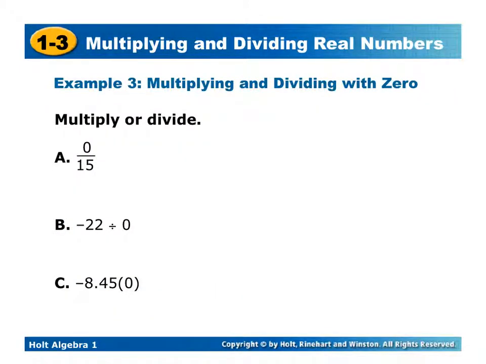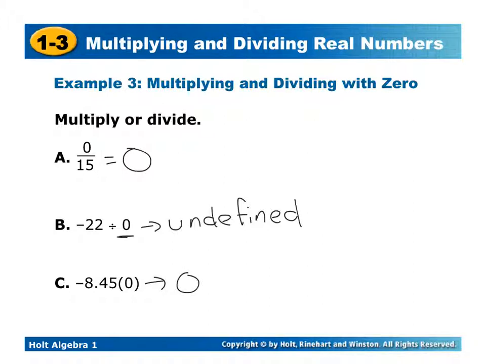So just really quickly, why don't you try these 3 on your own, pause the video, and then check your work. 0 divided by 15, since it's 0 divided by 15, this one is just 0. Negative 22 divided by 0, since we're dividing by 0, this one is undefined. And then here we have negative 8 and 45 hundredths times 0, since it's multiplication, it's just 0.